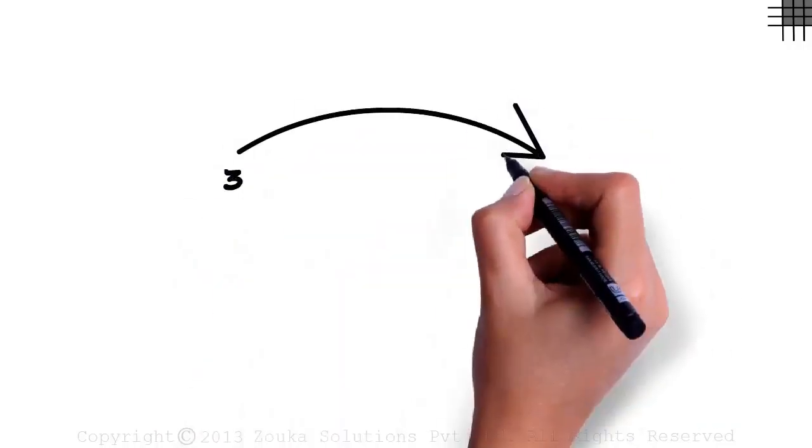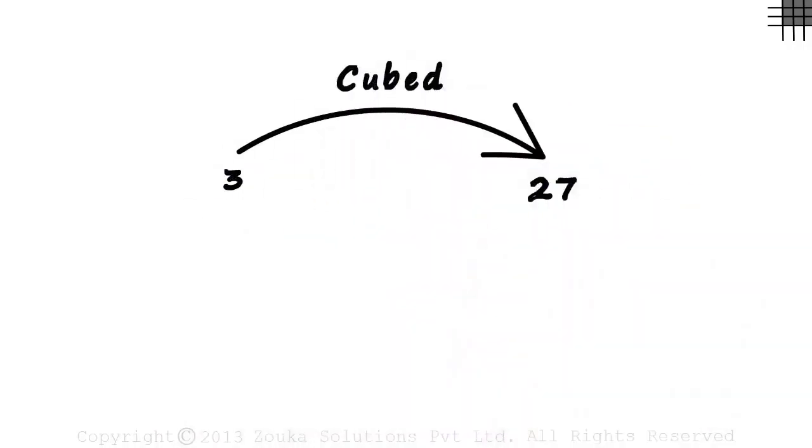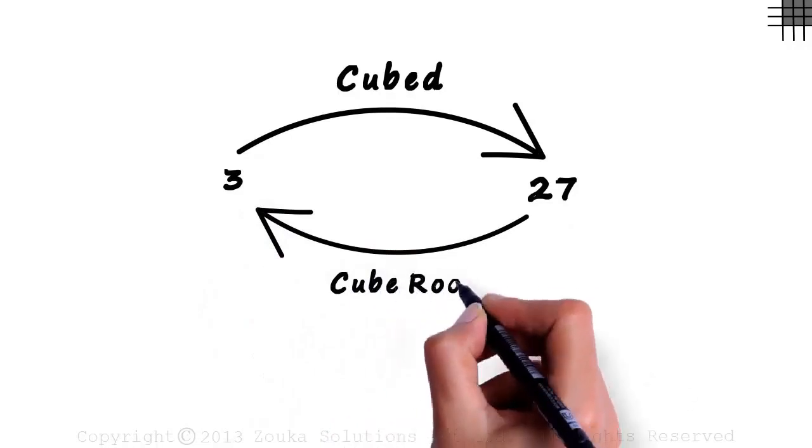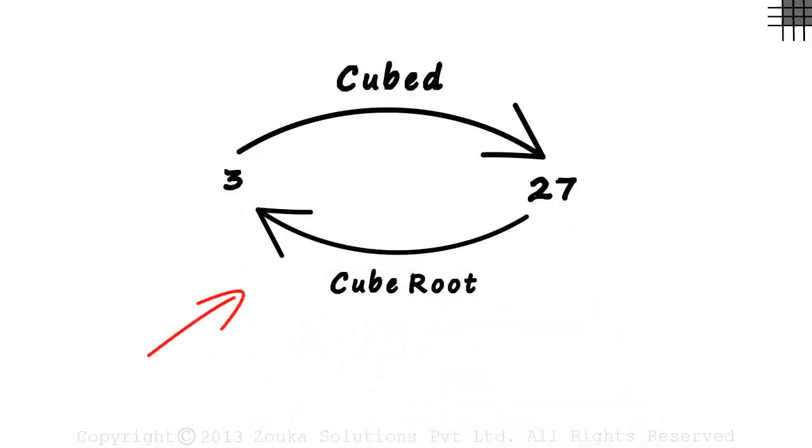By now, all of us know how to find the cube of a number. So 3 when cubed gives us 27. It means 3 multiplied by 3 multiplied by 3 equals 27. So what is a cube root? Well, the cube root of 27 is 3. That's all. This is the most important concept of cube roots.